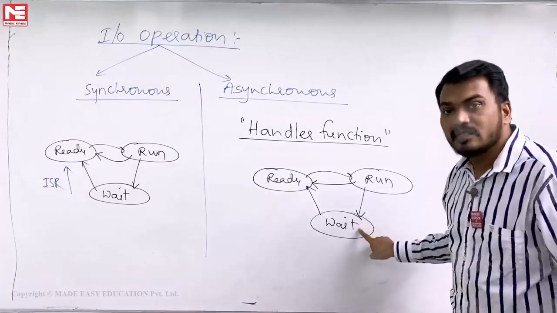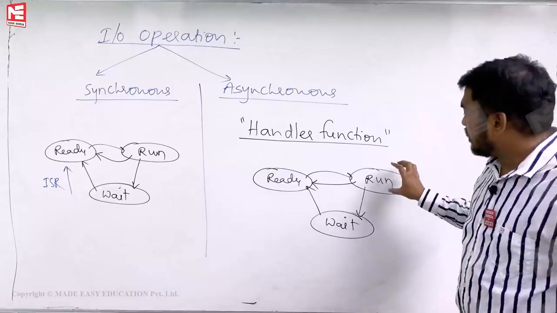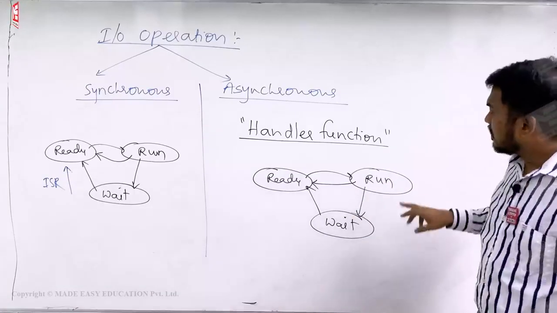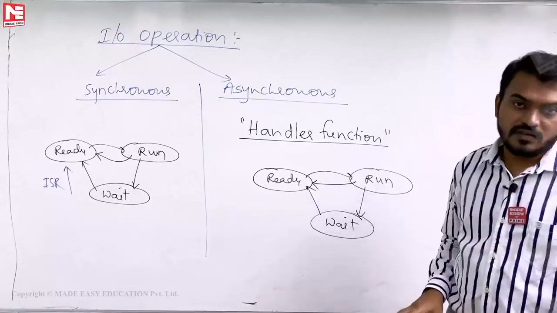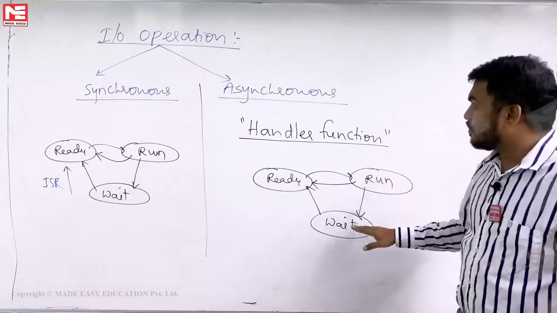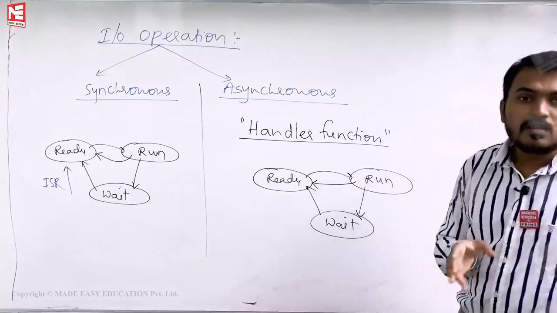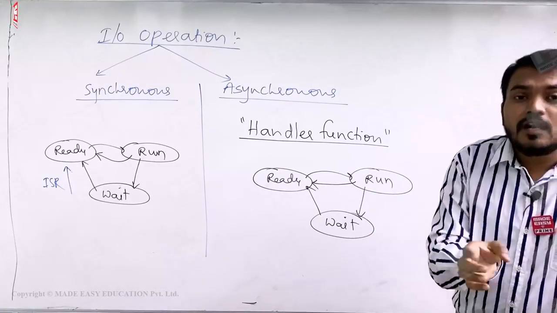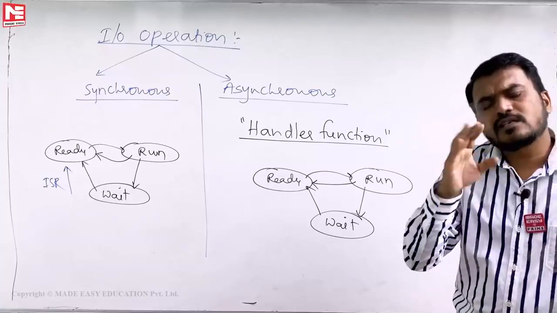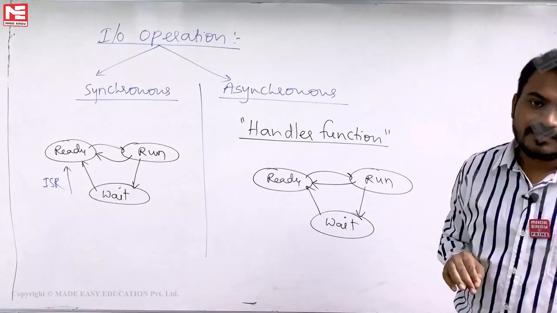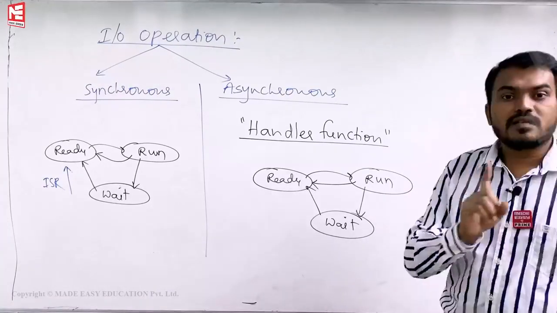The process is not placed in the block state, and it continues to execute the remaining code after initiating the IO request. So process will not go to block state, it continues to execute remaining code. So how will it continue remaining code? The instructions which are not depending on IO operation, those instructions it will continue to execute. Is that clear? So that is about the second point.